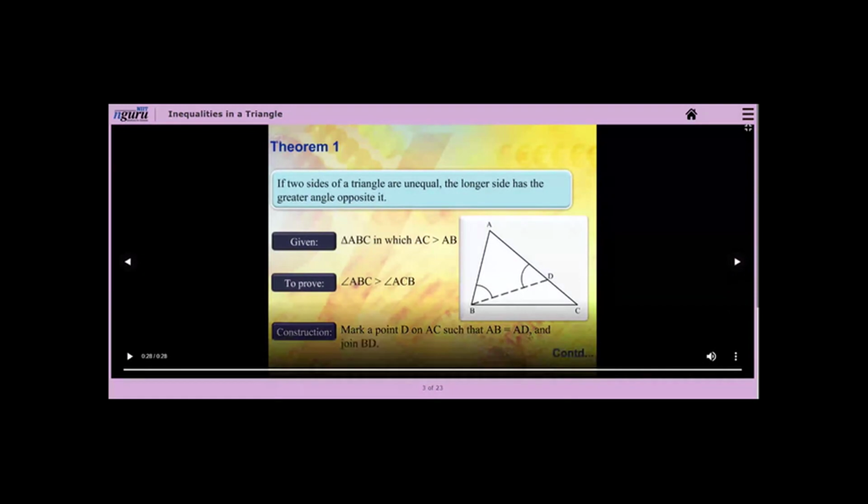Now, if AB is equal to AD, then angle ABD is equal to angle ADB, correct? In triangle ABD, by construction, AD is equal to AB. This implies that angle ABD is equal to angle ADB because the angles opposite the equal sides of a triangle are equal. Denote this as equation 1.